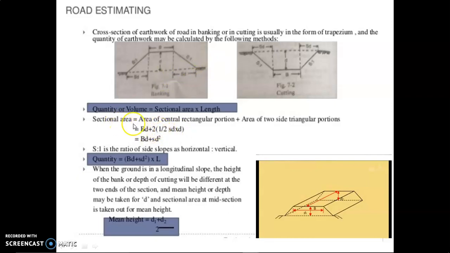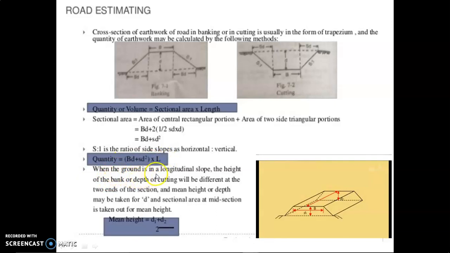Here we are given the sectional area is equal to BD, meaning this area is BD, and this is the triangle, so half into length into width. But how do we get this SD? Here we are given that the slope is S to 1, meaning horizontal to vertical. If S is horizontal, then 1 is vertical. If D is the vertical, then horizontal is SD, that's why here we write SD. So here we get this formula BD plus SD square, and after that we have to multiply with L, we get the quantity.